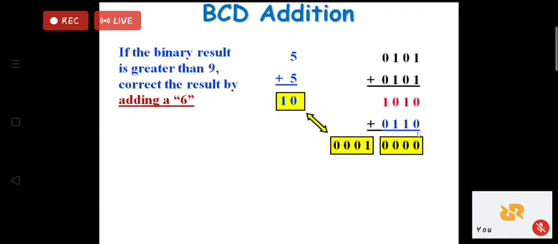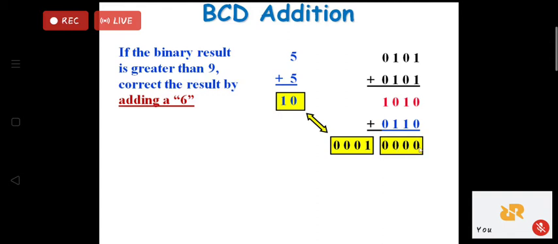what happens? 0 plus 0 is 0, 1 plus 1 is 0, carry 1, 1 plus 1 is 0, carry 1, 1 plus 1 is 0, carry 1, and I have to start combining them as 4 bits. So here I will combine it as 4 bits.